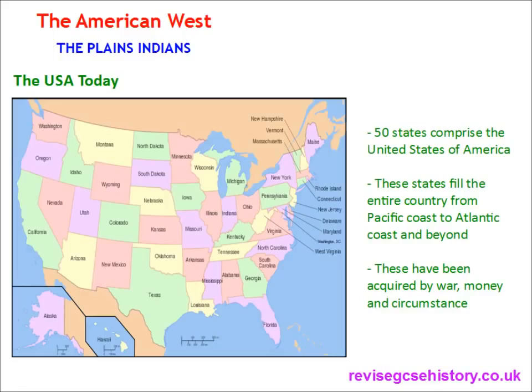The Great Plains. So this map here shows the 50 states that comprise America today. You may be familiar with some of these states: Kansas, Missouri, Texas, California, Oregon, Nevada, Utah, Ohio, Illinois, Iowa. There we are, all those states that comprise America today. There's 50 states in America. Just a bit of background, really, to the topic. And these states fill the entire country from the Pacific coast to the Atlantic coast and beyond, the entire of the United States. And these 50 states have been acquired by war, money, and circumstance. So there's a bit of background into America today.